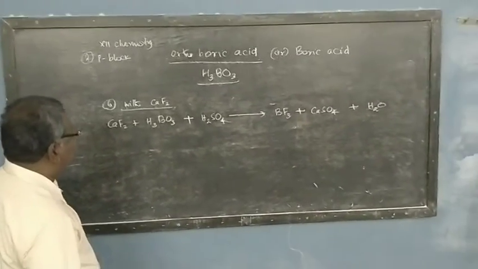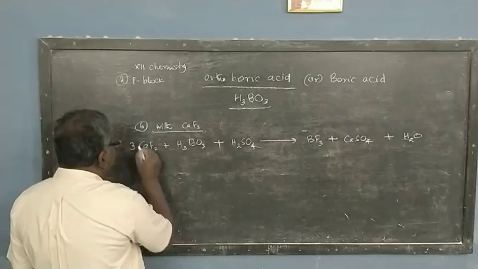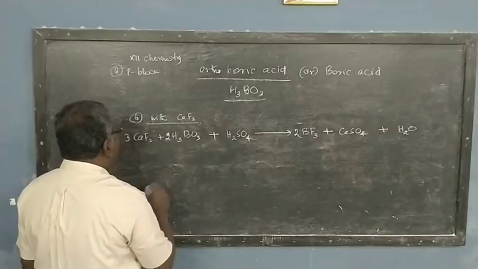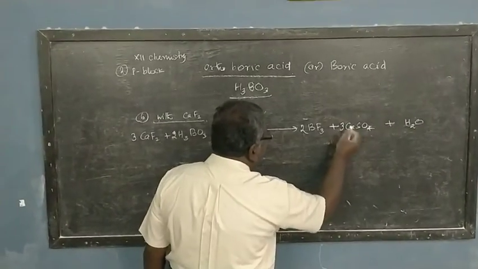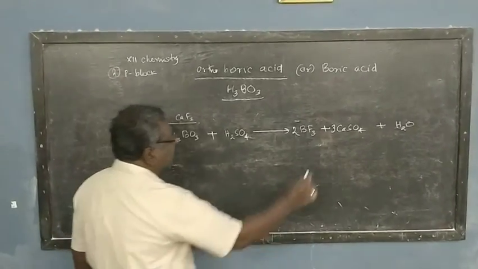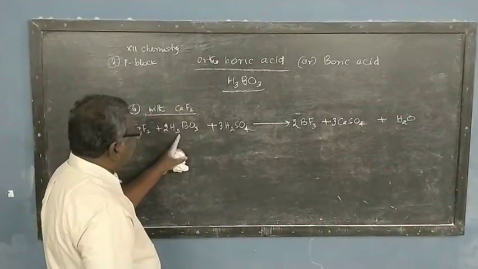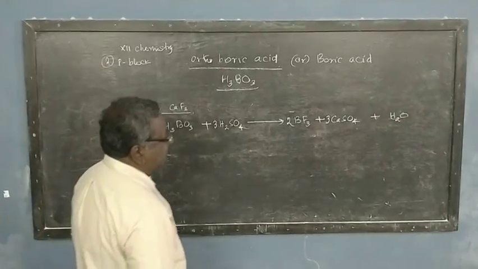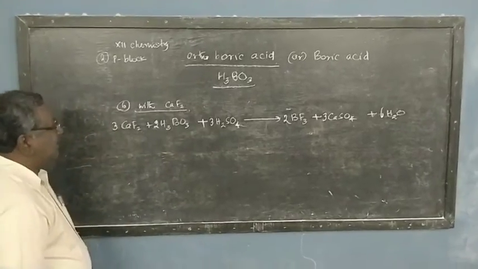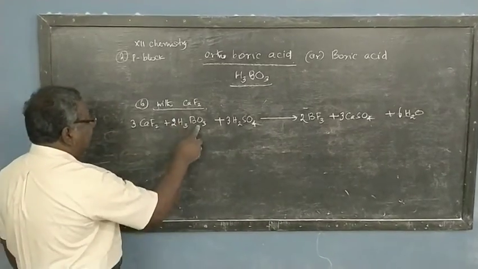Now to balance this equation. If we look at fluorine, it is 3 here and 2 here. Therefore multiply this by 3 and this by 2. Now boron becomes 2, multiply this by 2. Calcium becomes 3, multiply this by 3. Now look at the hydrogen. It is 2 into 3, 6. And sulfate also becomes 3. Therefore you got to multiply this also by 3. Now hydrogen, 2 into 3, 6. 3 into 2, 6. 6 plus 6, 12. Therefore 6 water molecules will be produced. Right? This is the preparation of boron trifluoride almost. Right? Using calcium fluoride and boric acid.